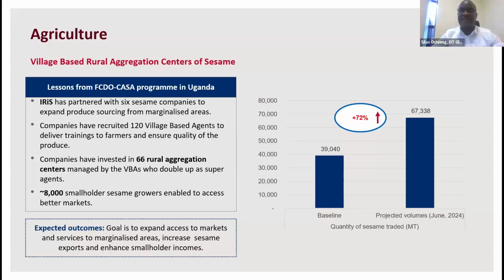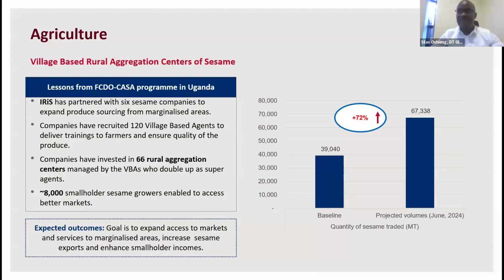These companies invested in rural aggregation facilities and also trained the farmers. By this, the companies were able to expand their supply chain by an additional 8,000 smallholder producers. And based on the initial evidence, these companies have been able to increase their sesame sourcing capacity from 39,000 metric tons to over 60,000 metric tons. That is a 72% increment.